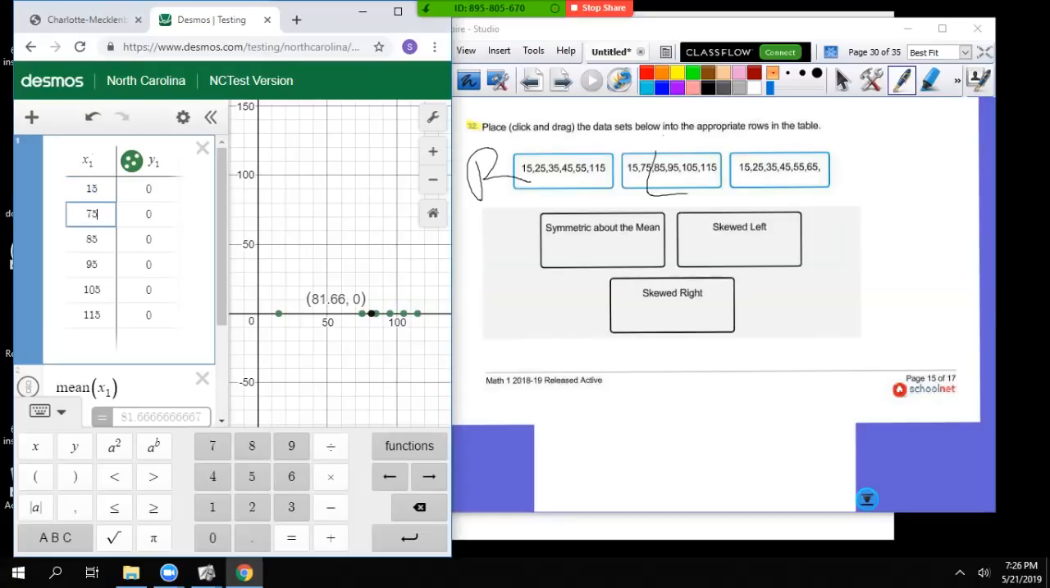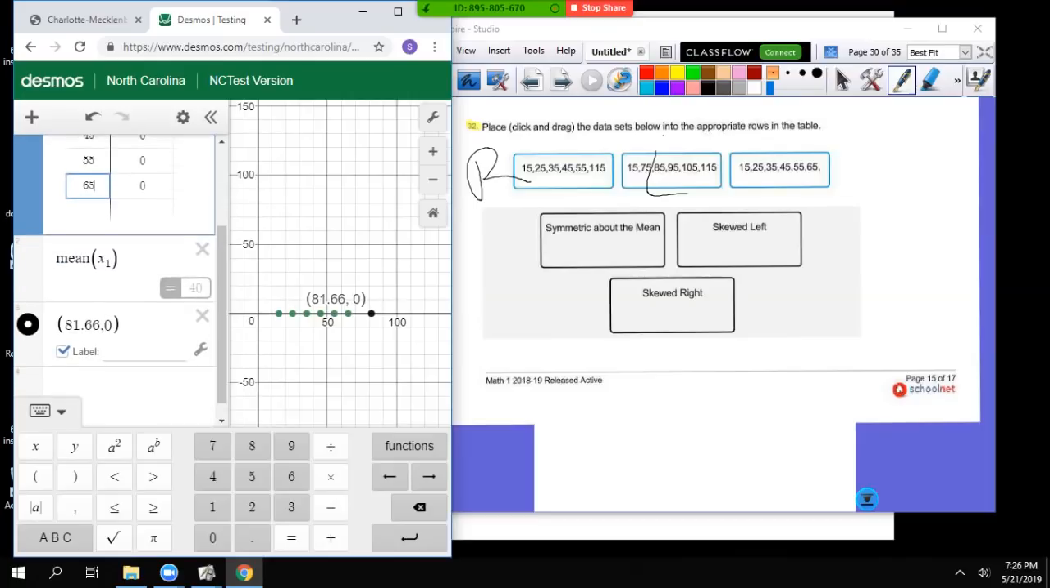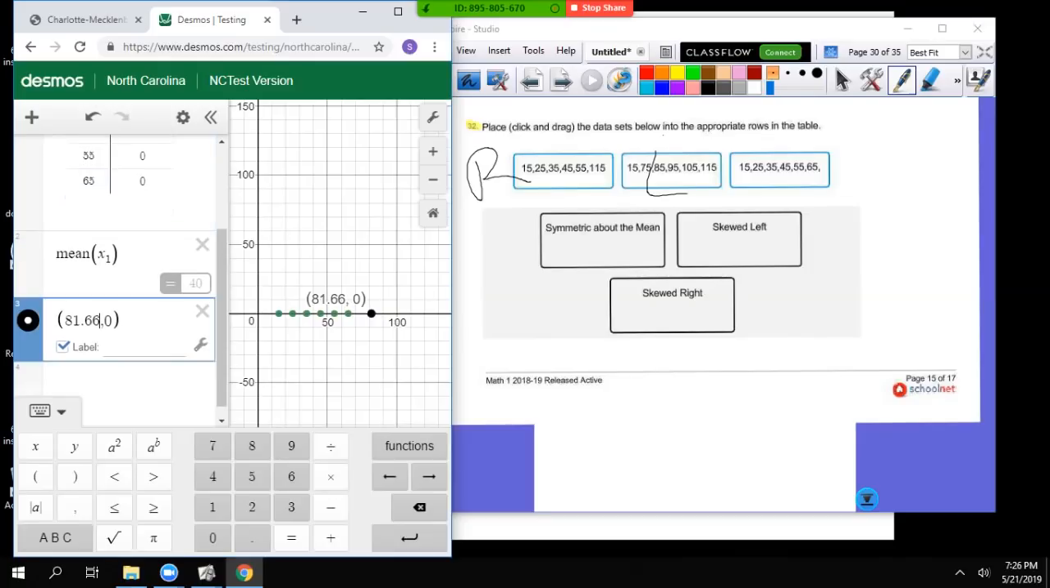So 15, 25, 35, 45, 55, and 65. Okay. Now remember, it's calculated a new mean for us, so we need to change our labeled point. So the new mean is 40, so let's go ahead and change the coordinate point to 40, comma 0.